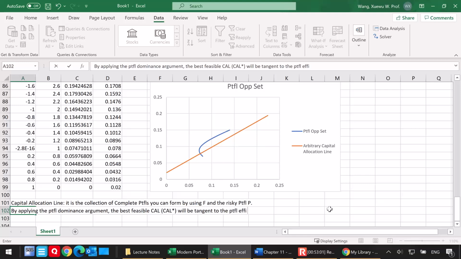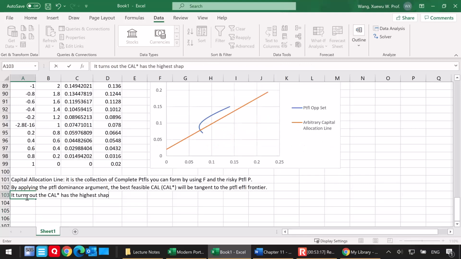So that's the best one, it has the highest Sharpe ratio. So the CAL star has the highest Sharpe ratio, and this is the Sharpe ratio for the risky portfolio. In other words, imagine you're holding one end of this capital allocation line. You're trying to lift this capital allocation line as high as possible. And the slope of this capital allocation line is the Sharpe ratio of the risky portfolio.